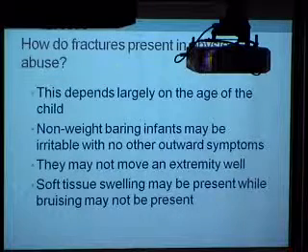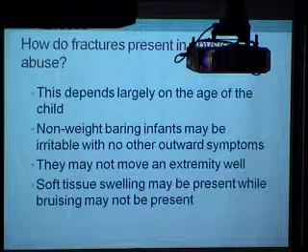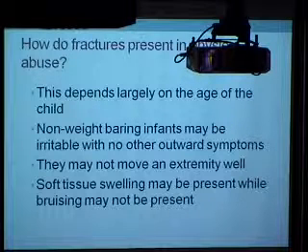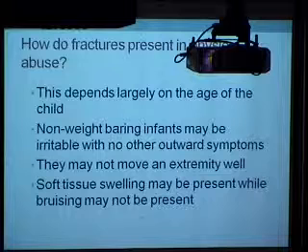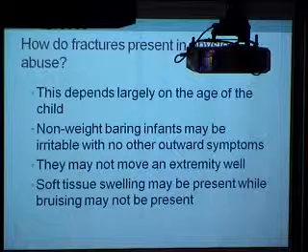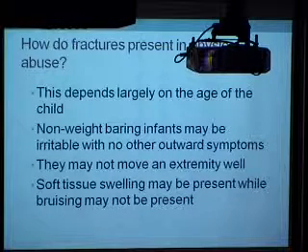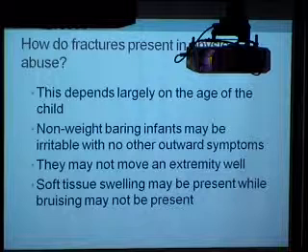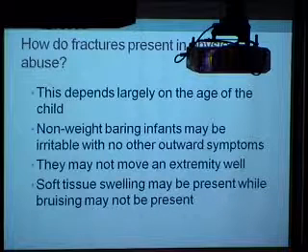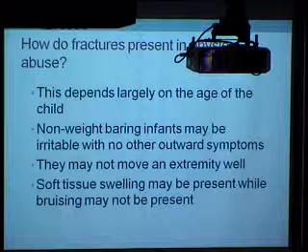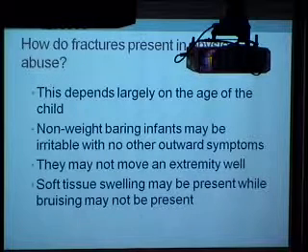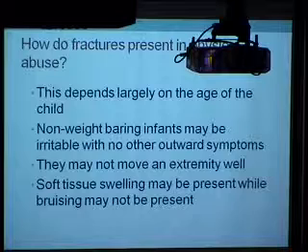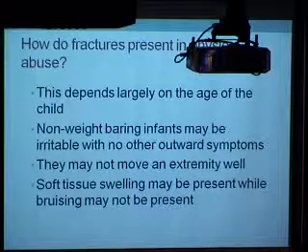So how did these fractures present in physical abuse? It largely depends upon the age of the child again. Again, non-weight-bearing infants may present with irritability, frequent crying, but little other outward symptoms. They may just not move the extremity very well. So some of these things can be a little bit subtle, especially in younger children. Soft tissue swelling may be present while bruising may not be present.